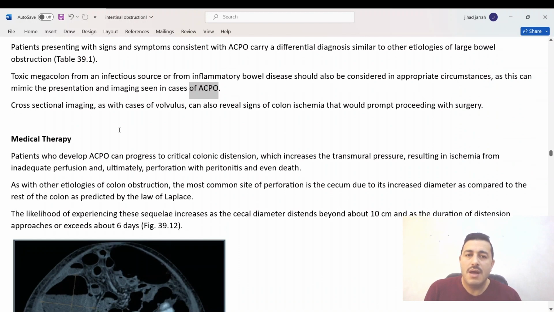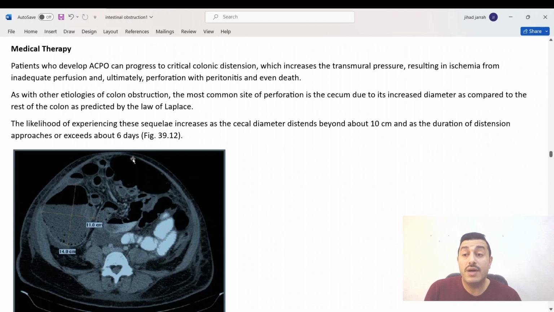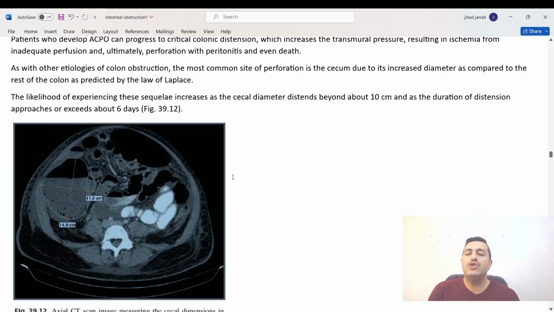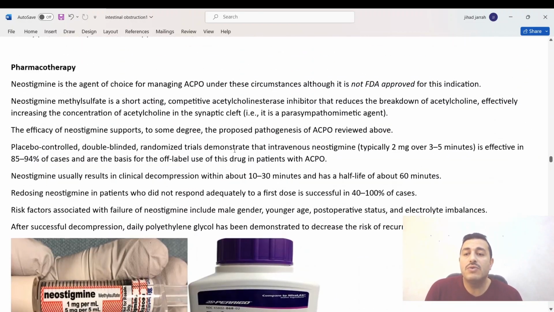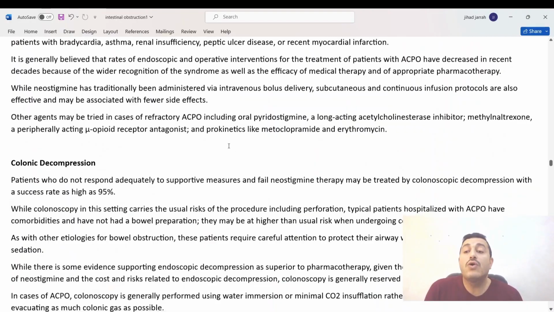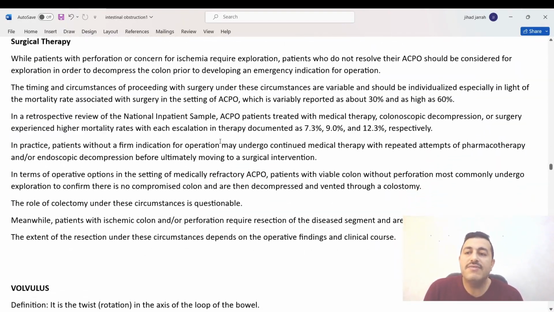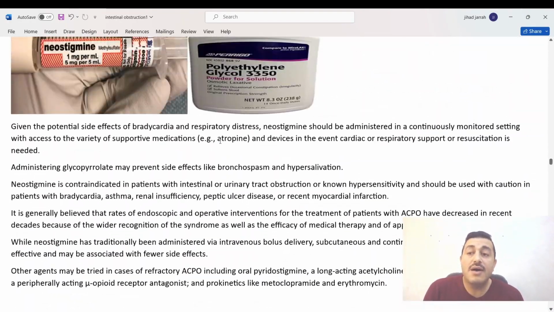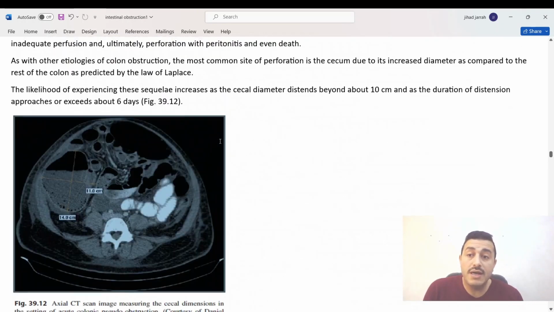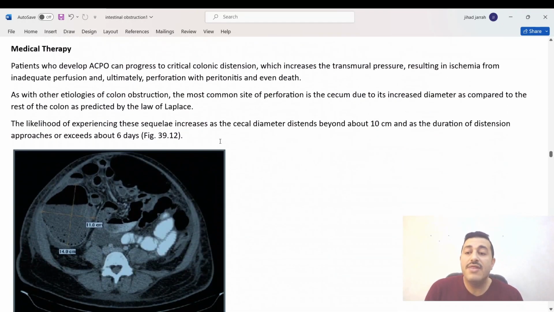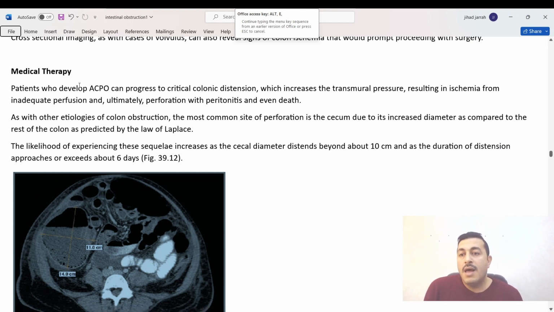So here we are talking about the treatment. The treatment can be divided into medical therapy, pharmacological therapy, colonic decompression, and even surgical therapy. This is how we treat acute colonic pseudo-obstruction. Let's discuss the medical therapy of acute colonic pseudo-obstruction.